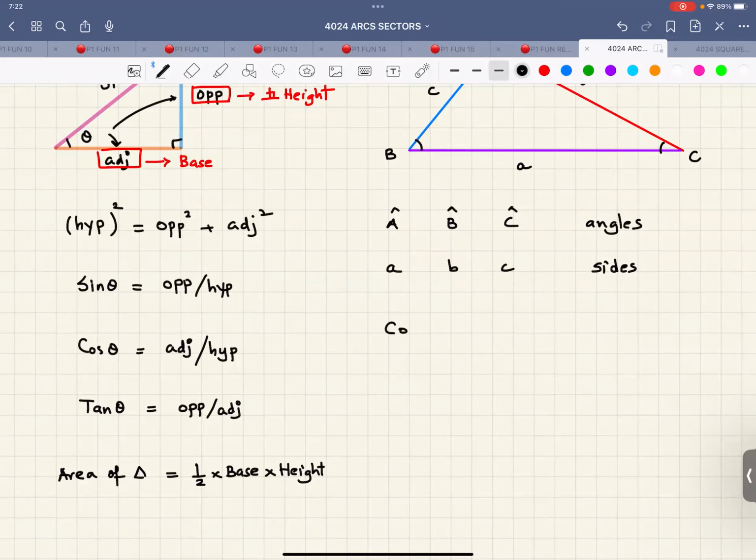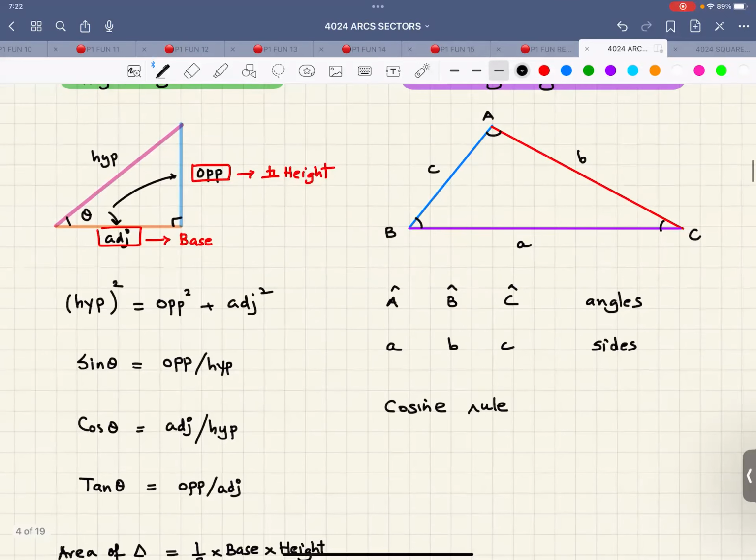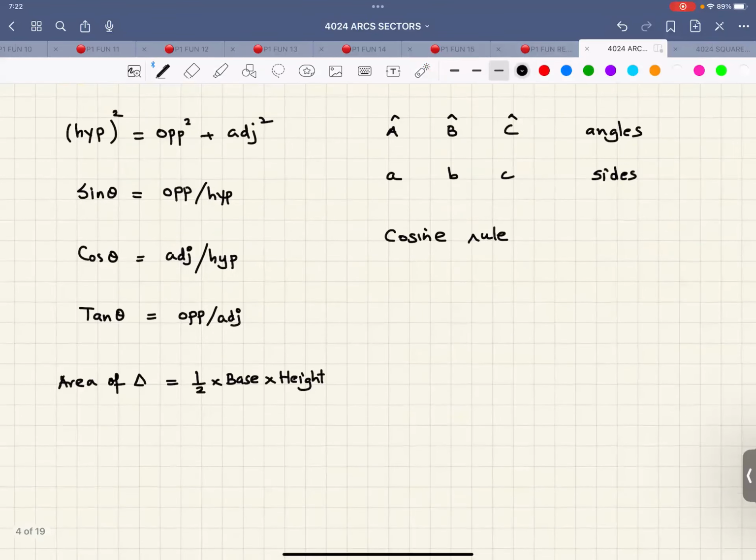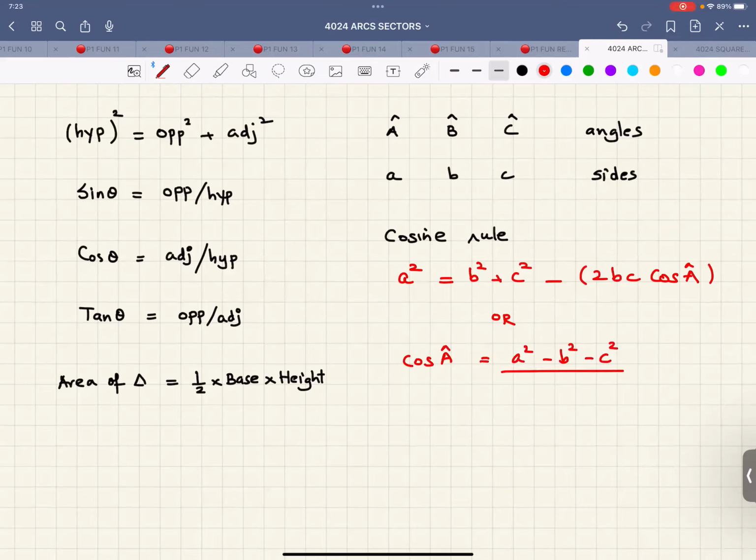So if I talk about cosine rule, that is two sides and included angle. If I have two sides, and if I have this included angle, I can find the third side. Or if I have all three sides and I'm interested in finding angle A, I can use cosine rule. So cosine rule is a square is equal to b square plus c square minus 2bc cosine of A. And if the need arises, I can also write this as cosine of A, that is a square minus b square minus c square divided by negative 2bc.